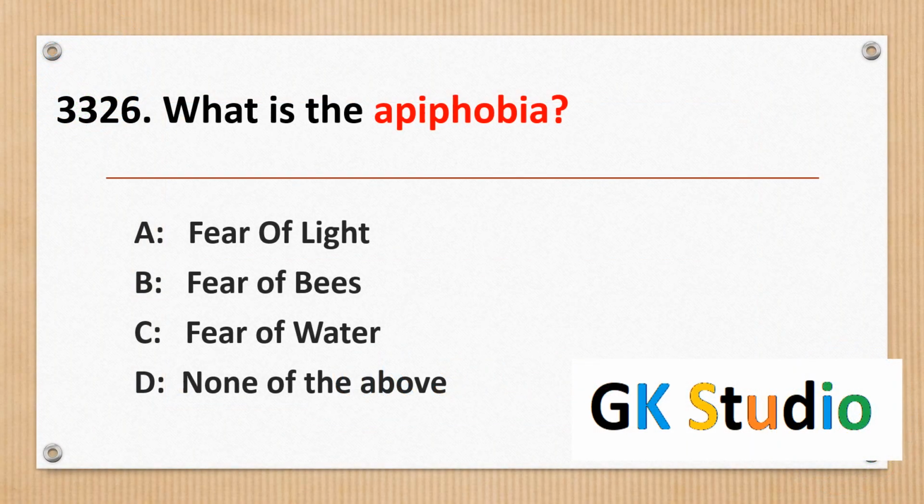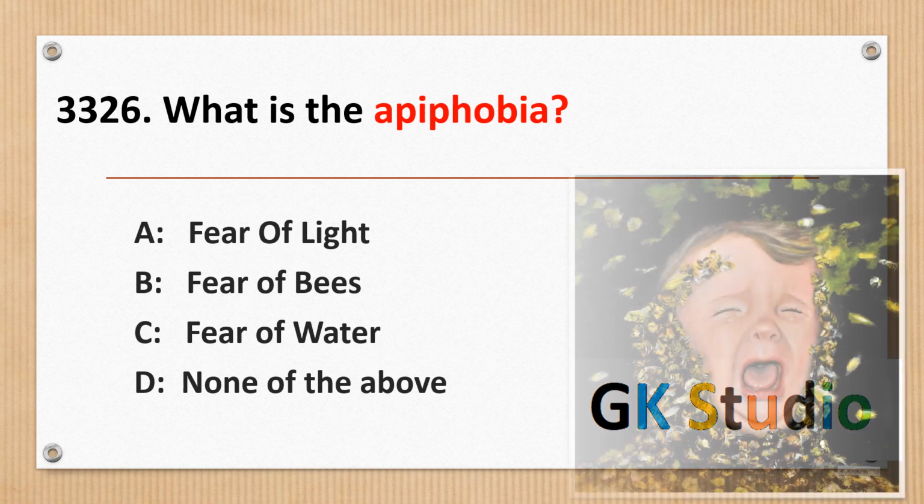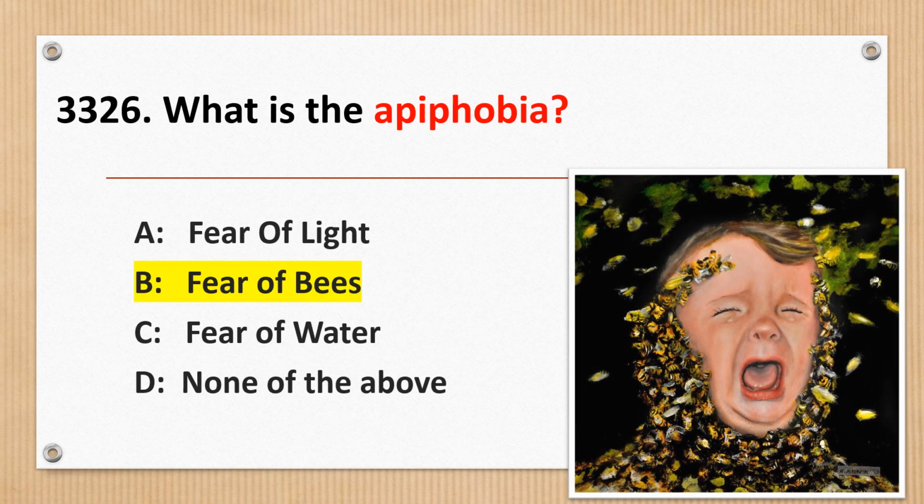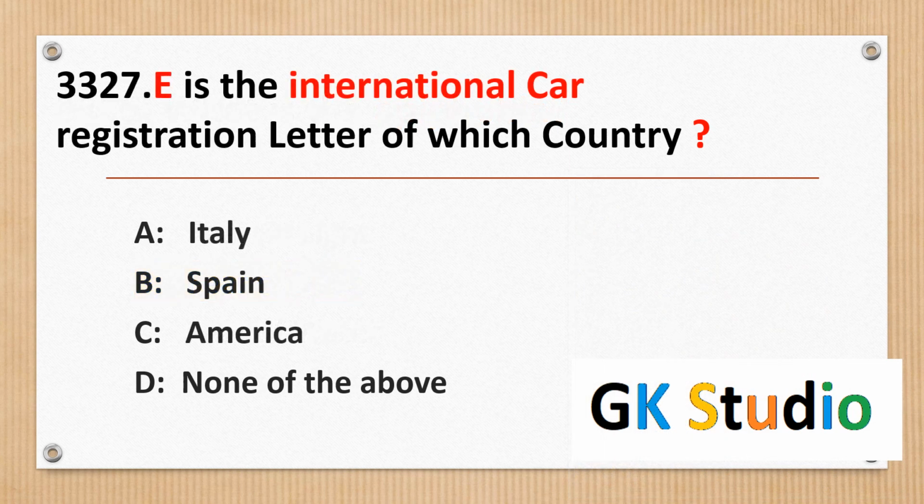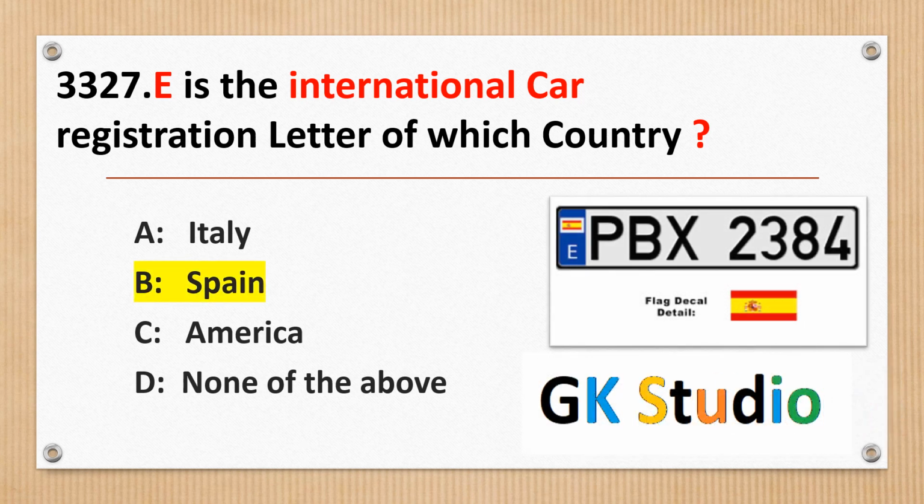What is apiphobia? Fear of bees. Apiphobia means the fear of bees. E is the international call registration letter of which country? In Spain, the alphabet E is used for international call registration letter.